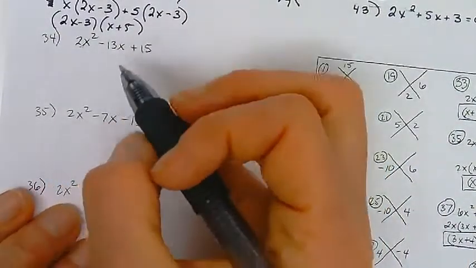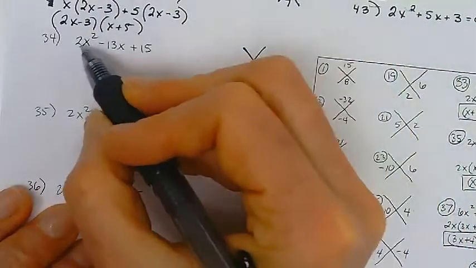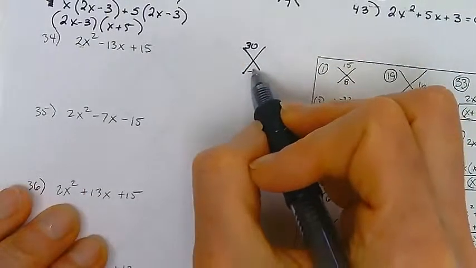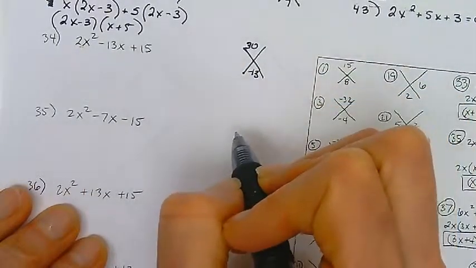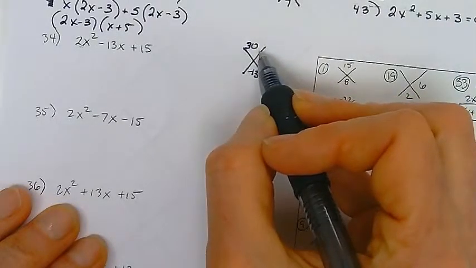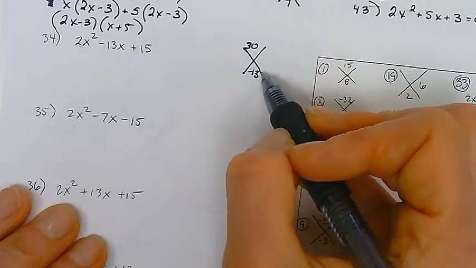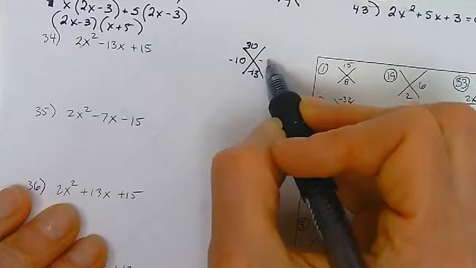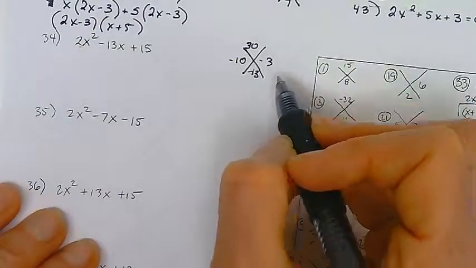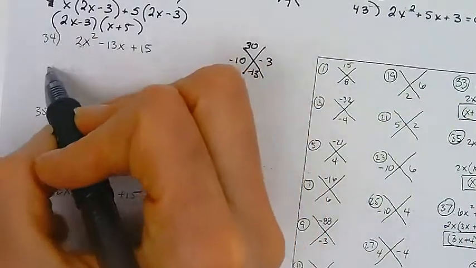Number 34. Two times 15 is 30. That goes up here. Negative 13 goes down here. Two numbers, again I have a 30. I'll try 10. 10 and 3 makes 30. I have a negative 13. So a negative 10 plus a negative 3 will give negative 13, and times each other gives a positive 30. Now we can use these two coefficients to rewrite this middle term.